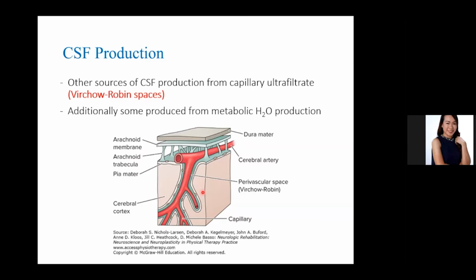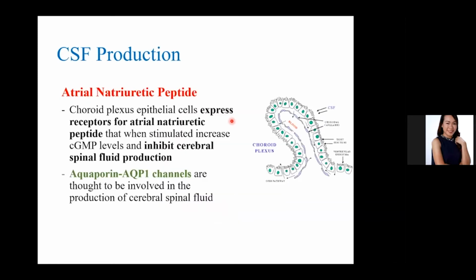And these spaces are also other sources of producing cerebrospinal fluid. Take note, when this cerebral artery enters the brain parenchyma, these vessels are initially surrounded by your perivascular spaces, and these perivascular spaces are connected to our subarachnoid space. Therefore, they can actually contribute to the cerebrospinal fluid. Take note, additionally, some CSF is produced from metabolic water production. Now, what is the role of your atrial natriuretic peptide?